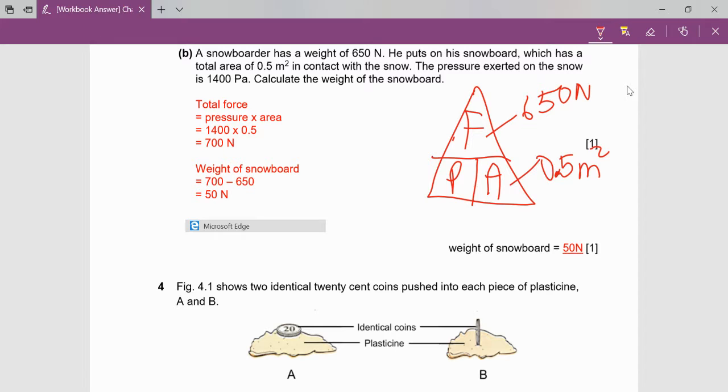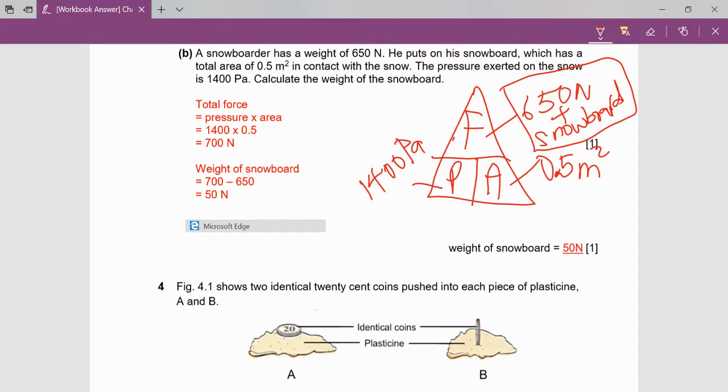Okay. Wait, this one is just the snowboarder. You must plus the snowboard weight as well. Okay, then the pressure will be 1400 Pascal. So how to calculate this unknown here?